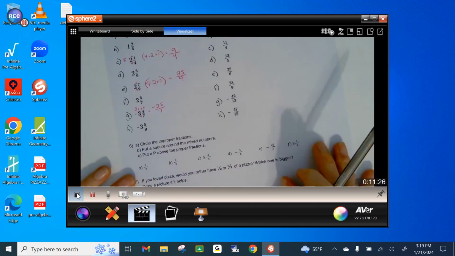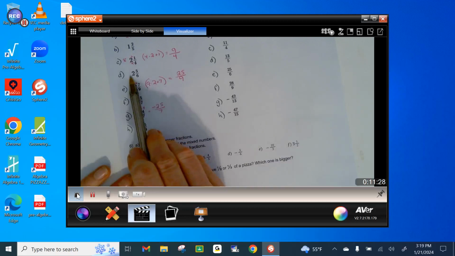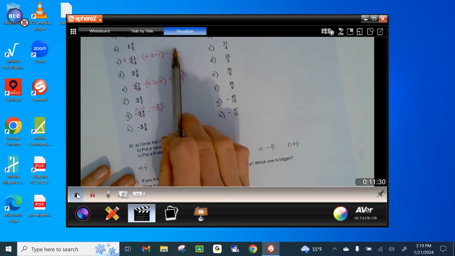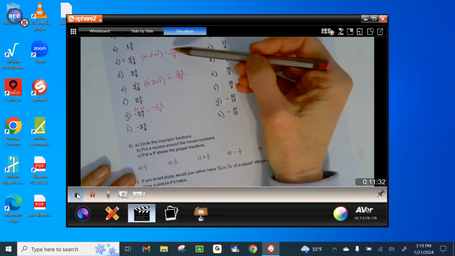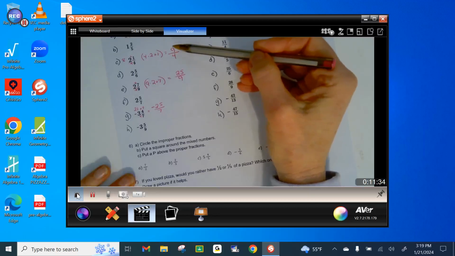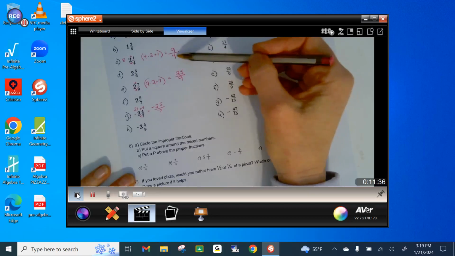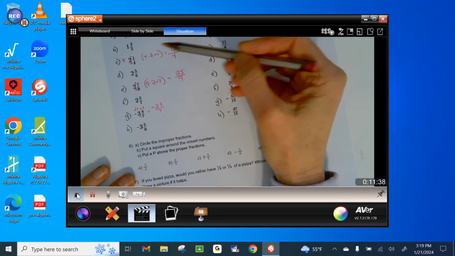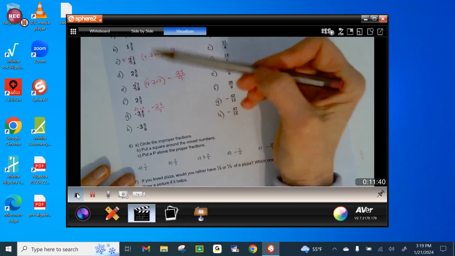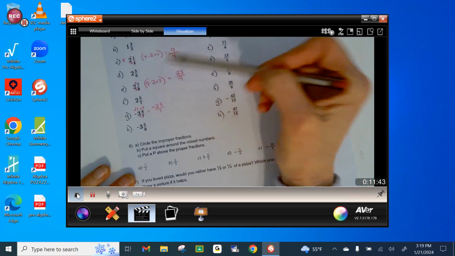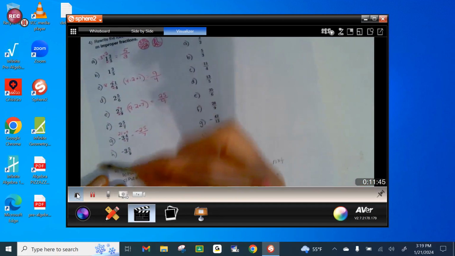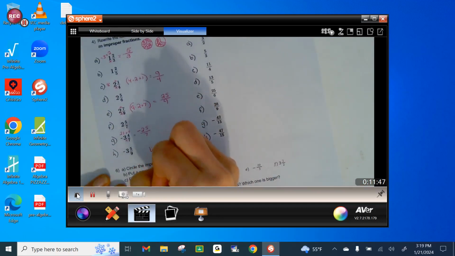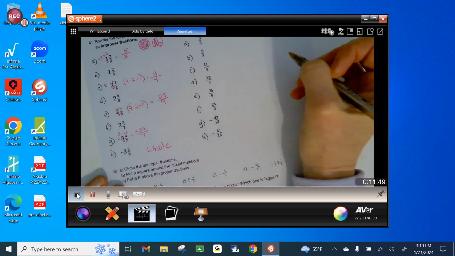So those are how to change mixed numbers into improper fractions. And improper fractions, as you remember, have the number on top bigger than the denominator, because there are some wholes included in there. This one has 2 wholes. This one has 3 wholes. And when I say whole, I mean whole, like this, W-H-O-L-E.